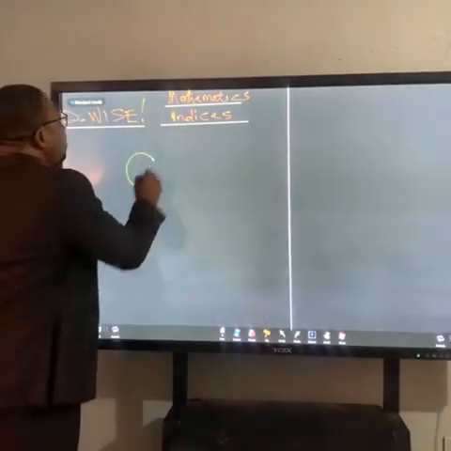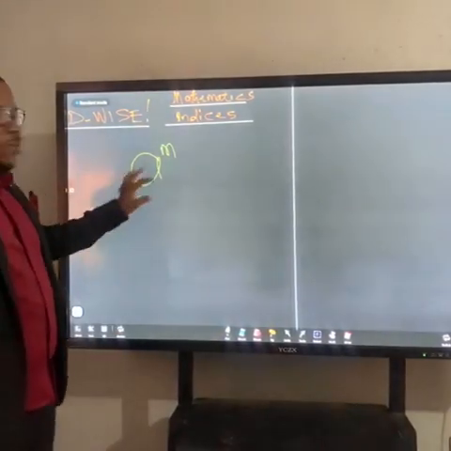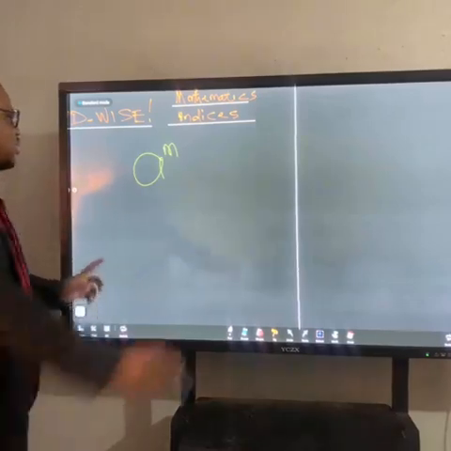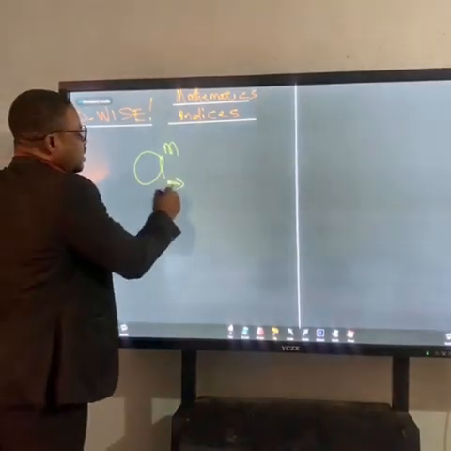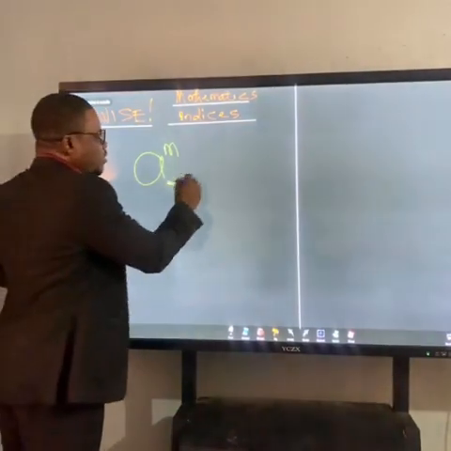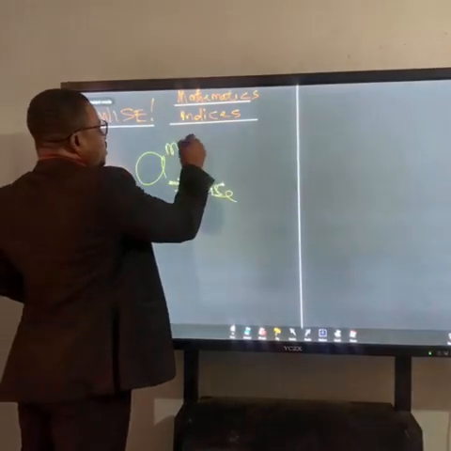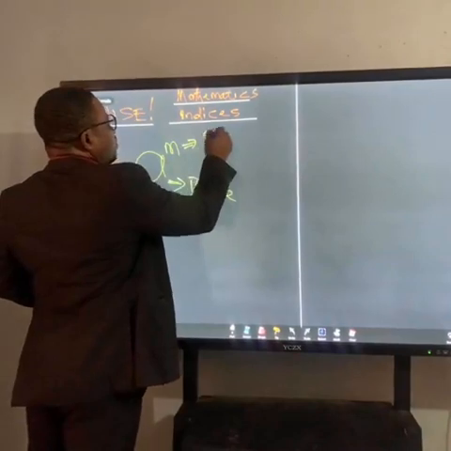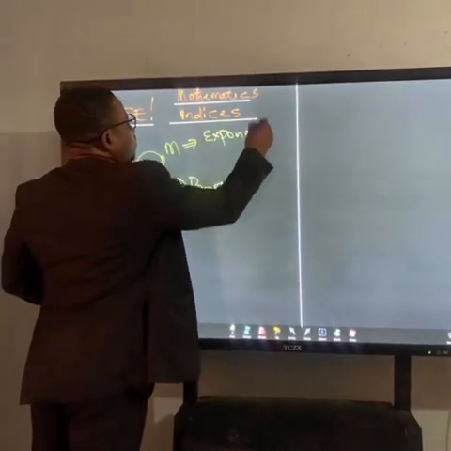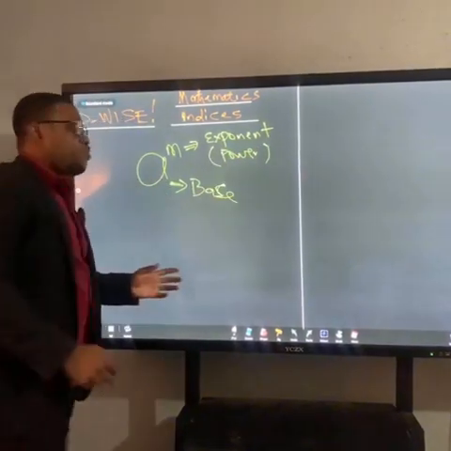Now let me push a little further. If I have this, for example, where A is representing any number and M is representing any number, right? A here is an index number. A raised to the power of M is an index number with A being the base. A is called the base, and then M is called the exponent or the power.